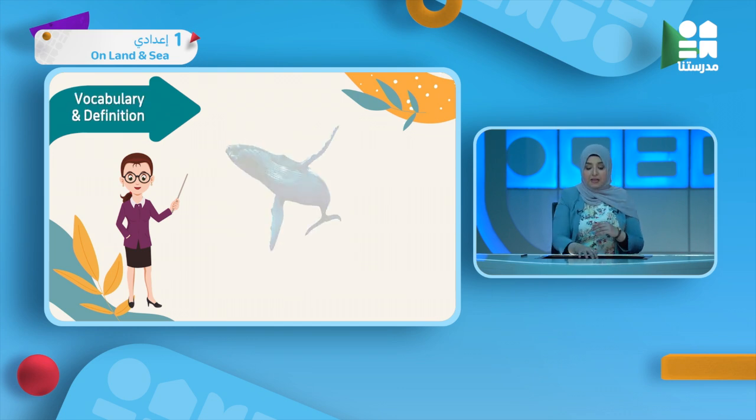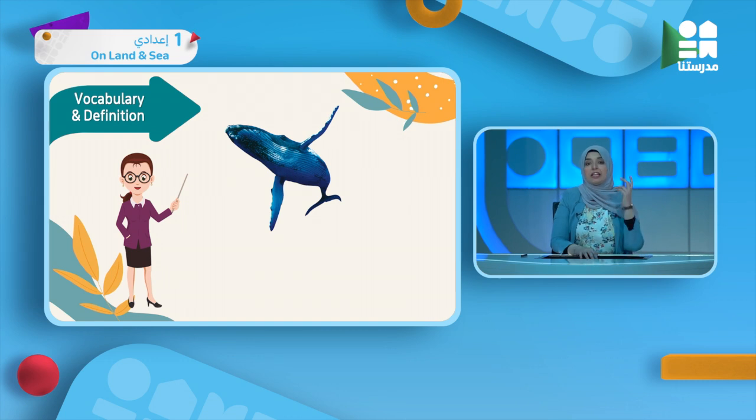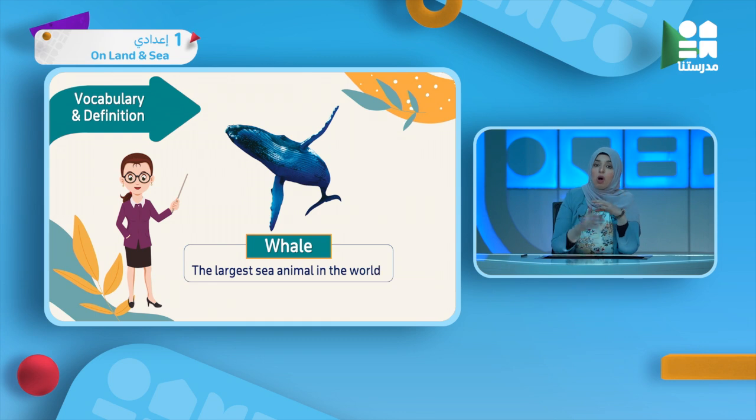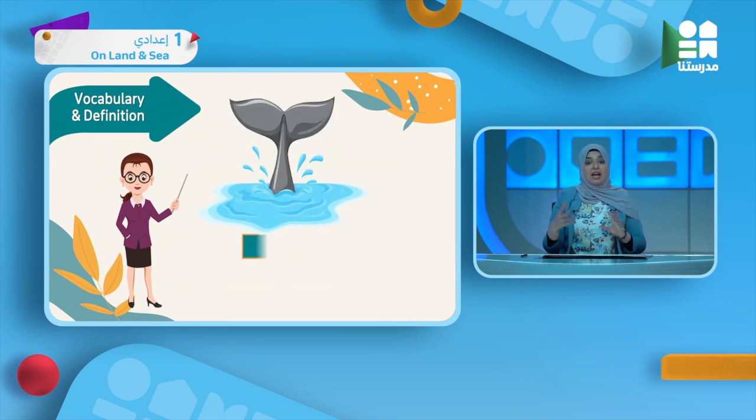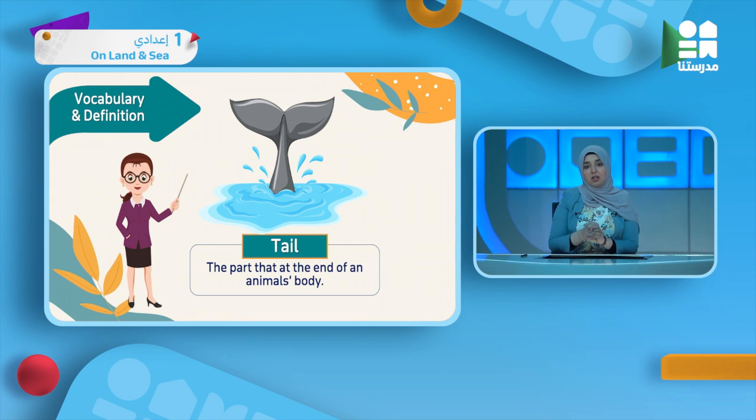Okay? Another big sea animal is called whale. Whale: it's the largest sea animal in the world. هو أكبر حيوان مائي في العالم. It's called whale, الحوت. And H is silent, H مش بننطقها. Okay? The whale has a tail. A tail means what? It's a part at the end of an animal's body. الجزء بقى في نهاية الكائن أو الحيوان. It's called tail، اللي هو الديل. It's like a monkey has a long tail and an elephant, etc.